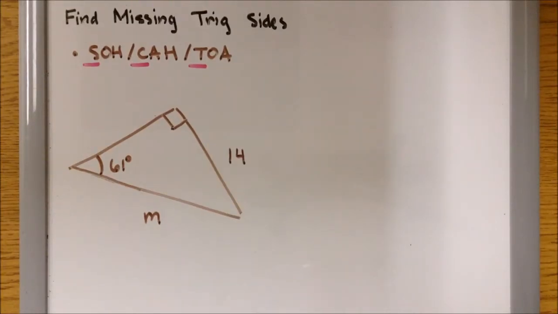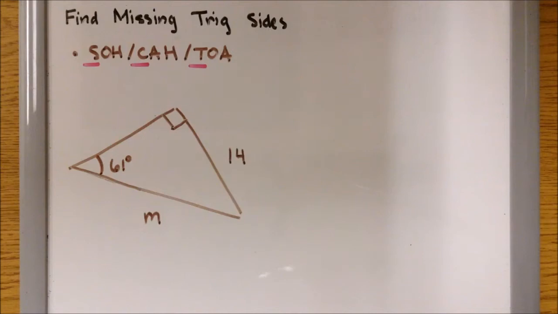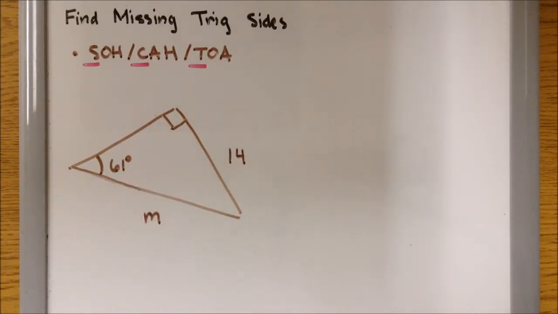In this section, we're going to find missing trig sides. So what it means is that you have one unknown side and one given side with a given angle. Now, unlike the last section, you had angle theta, but now you actually have a number for our angle, in this case 61 degrees. So in this first example, we're going to try and find side M.